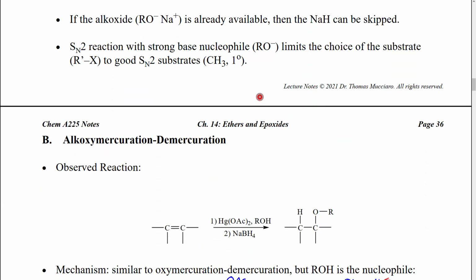There are two important facts I want you to know about this. First of all, sometimes we can have the alkoxides available from other sources. In that case, then, the sodium hydride step can be skipped, and we can just add the SN2 substrate directly. And second of all, as mentioned before, because alkoxide is a strong base nucleophile, we're going to be limited in our choice of the alkyl groups on our substrate. It's going to have to be an unhindered group like methyl or a primary carbon.